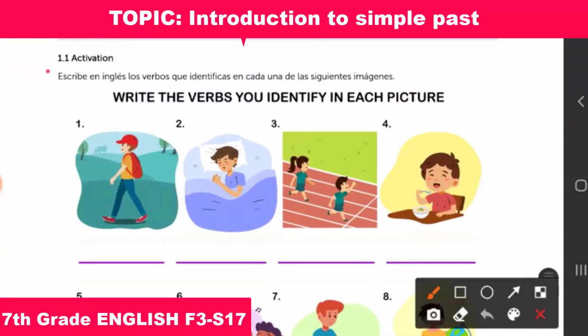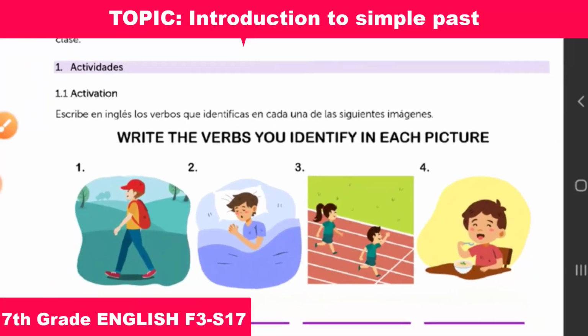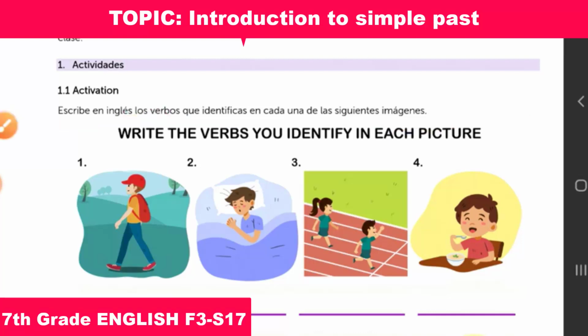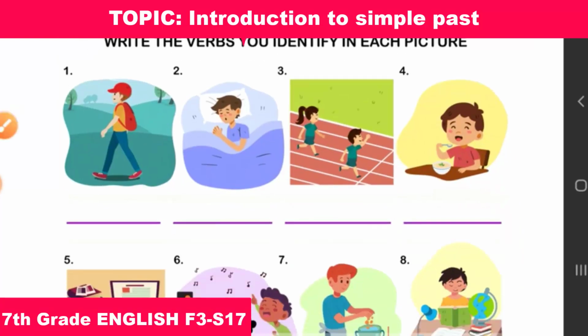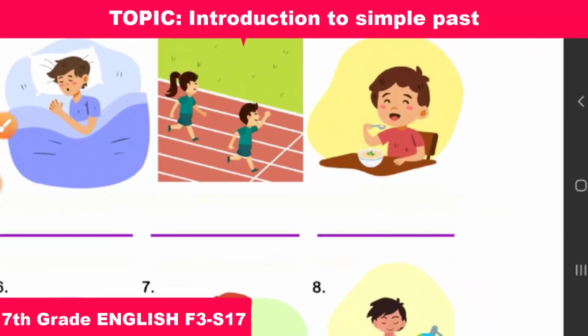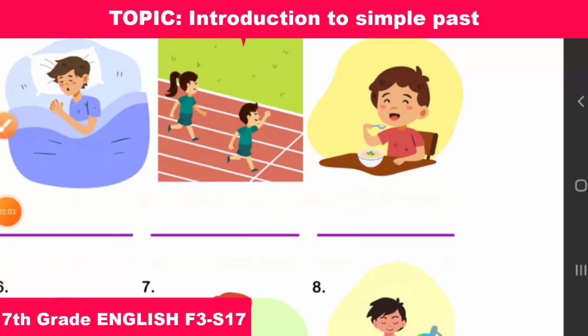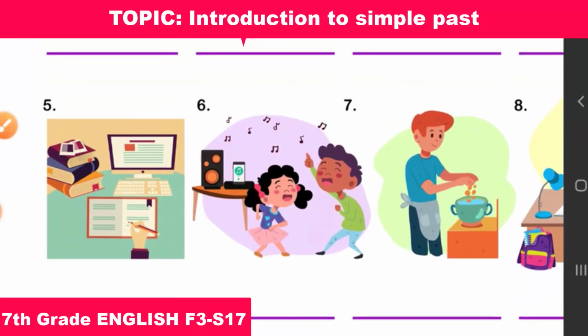So, activation part here. Escribe en inglés los verbos que identificas en cada una de las imágenes. Attention over there. So you have to write the verbs you identified in each picture, okay? For example, this one is run, yes? You run, okay? Eat, for example, yes? Sleep, okay? You write, escribes, the verbs in English that you identify, los verbos que tú identificas in English, okay?